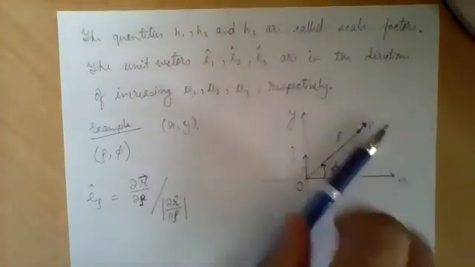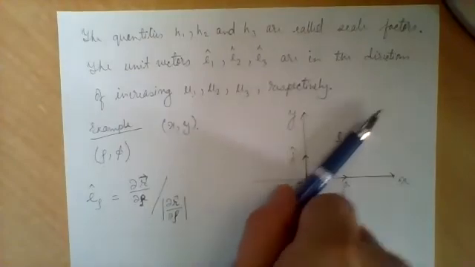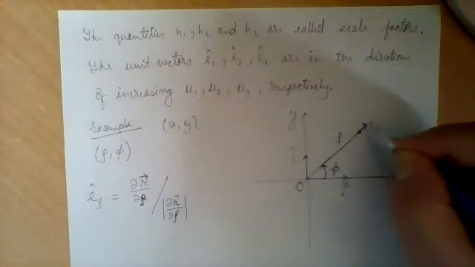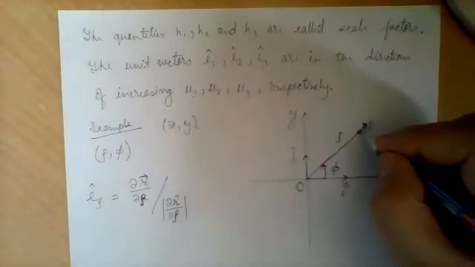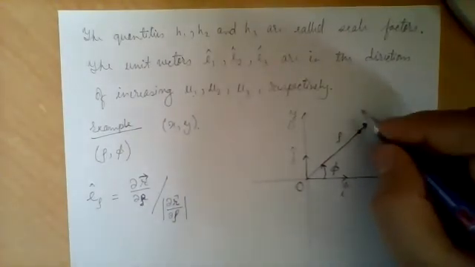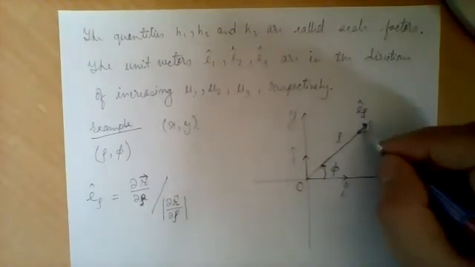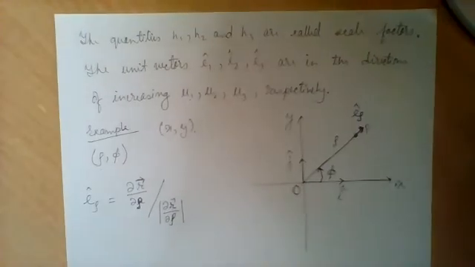See, the line angle is fixed and rho increases. It is along this direction. So this direction is the unit vector e rho. This is the unit vector along the rho direction.